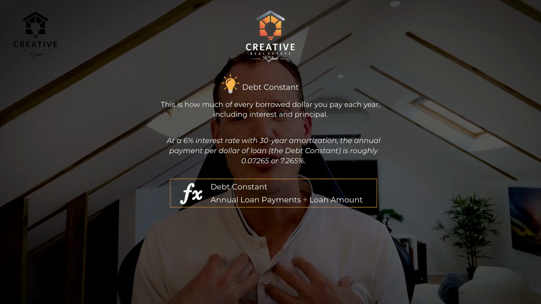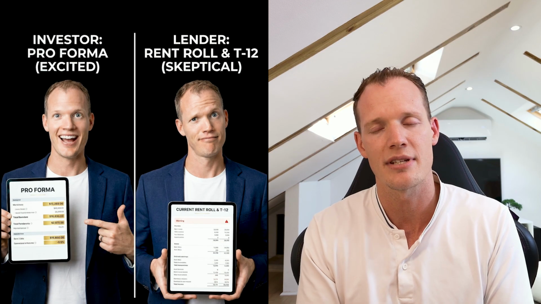The reason I personally enjoy using this as a metric is that it allows me to compare it against my cap rate. And if I assume that I borrowed 100% of my purchase price, I would have an indication of if the cap rate is higher than the debt constant, that the property would still cash flow. If the property's cap rate was below the debt constant, it definitely wouldn't cash flow with 100% leverage.